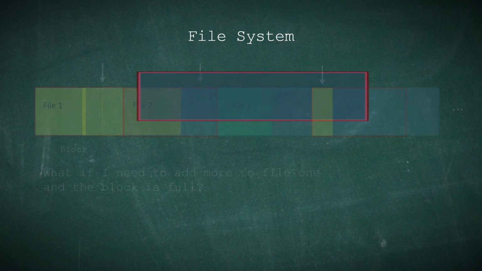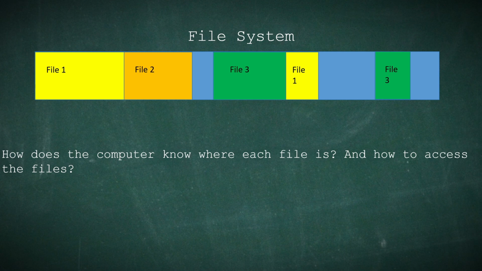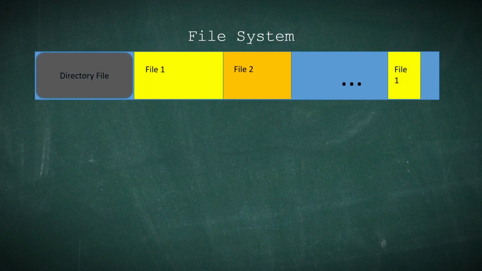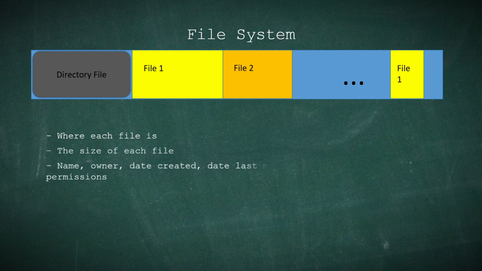So here we have our file system with files scattered all over the place, but there's another problem. How does the computer know where each file is and how to access each file? For that, we have a directory file. The directory file knows where each file is, the size of each file, and important information such as the owner, date created, date last modified, and permissions such as who gets to read or edit the file.